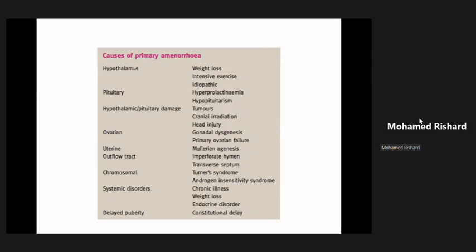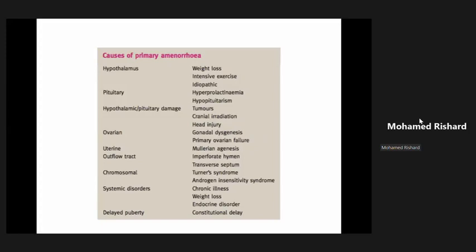Okay, causes of primary amenorrhea, from the hypothalamus to constitutional. Causes can be weight loss, intensive exercise, and pituitary issues like hypoprolactinemia, sometimes hypopituitarism, tumors, cranial irradiation in the past, head injuries. Ovarian causes can be gonadal dysgenesis and outflow tract problems. Mullerian agenesis, which I am going to talk about now. Imperforate hymen, transverse septum in the vagina, sometimes chromosomal problems like Turner's and androgen insensitivity syndrome. Systemic disorders, chronic illnesses, weight loss, all these can be the causes.